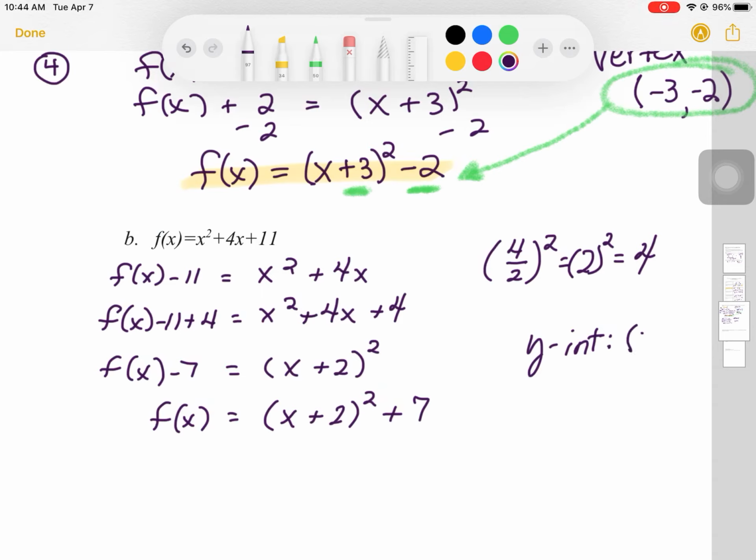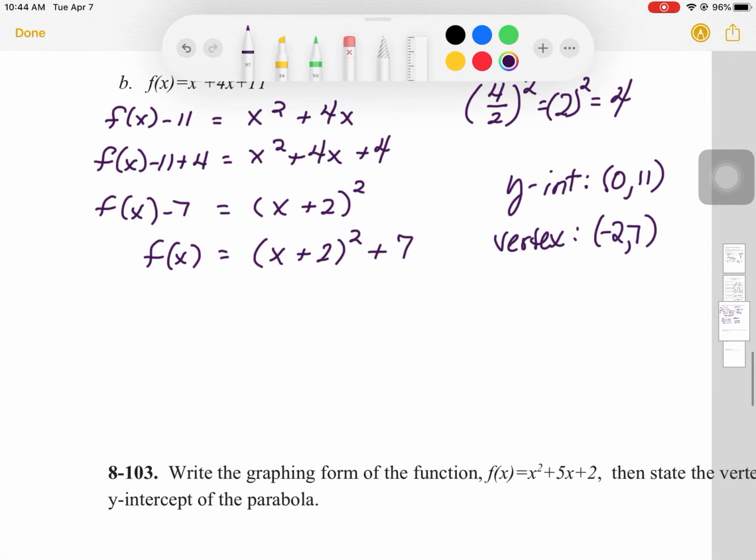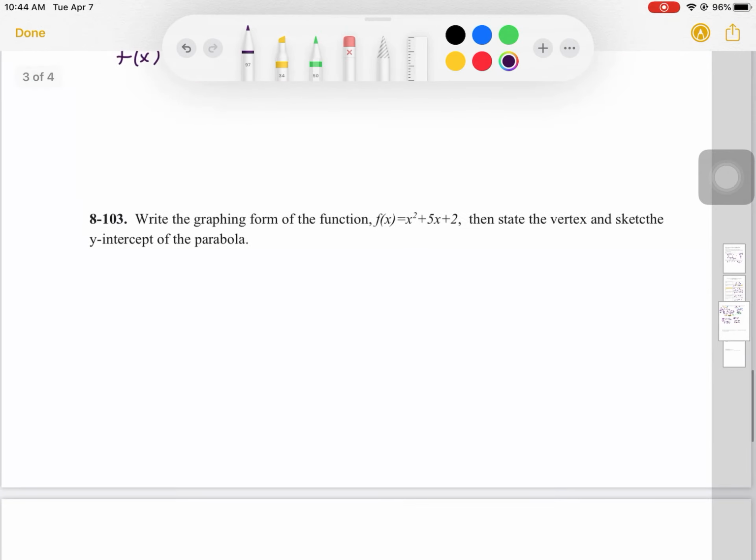I've got a y-intercept at 0, 11, and I've got a vertex at -2, 7. So that was a little bit quicker of a move through that. Again, you can go through all those steps. But now we're going to look at a couple of what ifs.